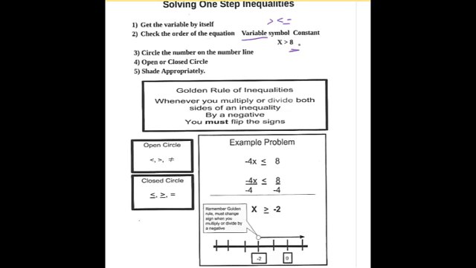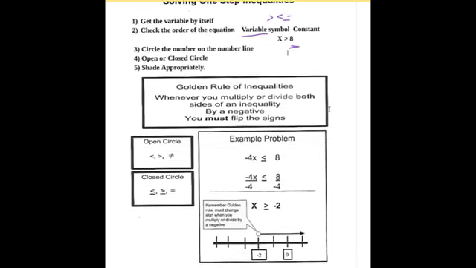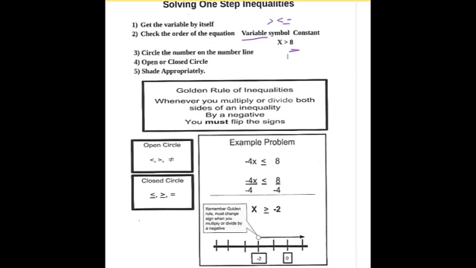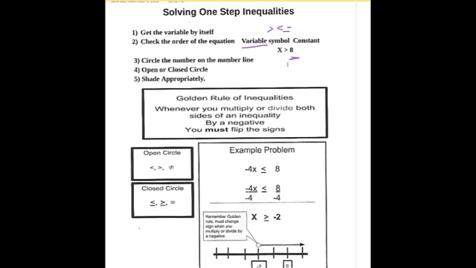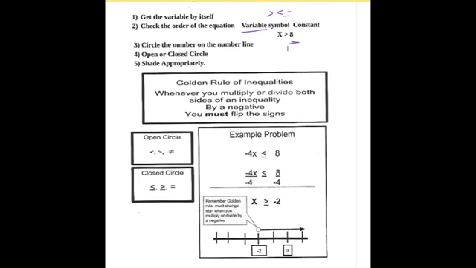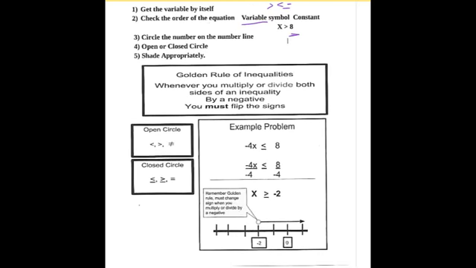One thing to remember, and we're going to go over this a little while later, is the golden rule of inequalities: if you multiply or divide by a negative number, we have to flip the sign. We're going to talk about that in a second. Just keep that in mind. That's the golden rule, this box right here.